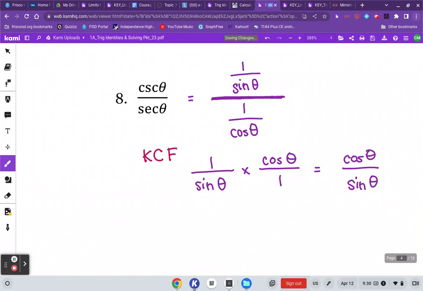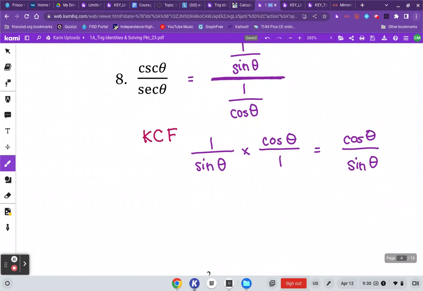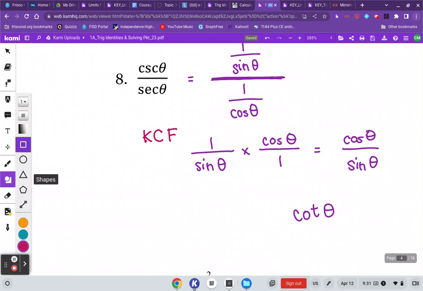Okay. Almost finished, but not quite. I don't want to leave it in a fraction form if at all possible. Instead of cosine over sine, I should replace that with what? Cosine over sine is equivalent to cotangent. Very good. And technically that's called a quotient identity. It's on our identities list. Very good.